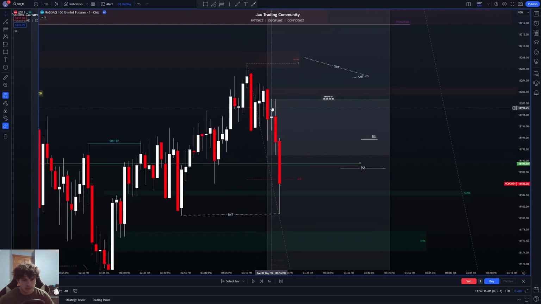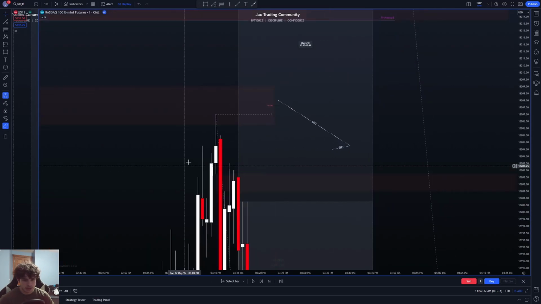It does get respected. We actually are still in it during the macro. So I probably would take it right here. When this candle opens, I probably would take it. Or when this candle closes, I probably would take it. So I'm going to mark this out right here real quick.